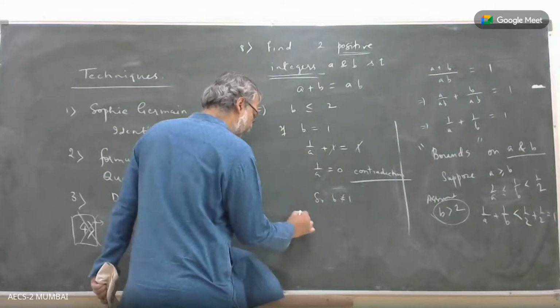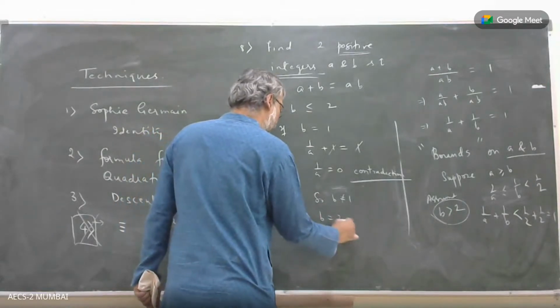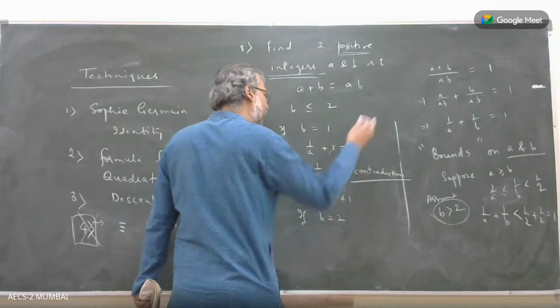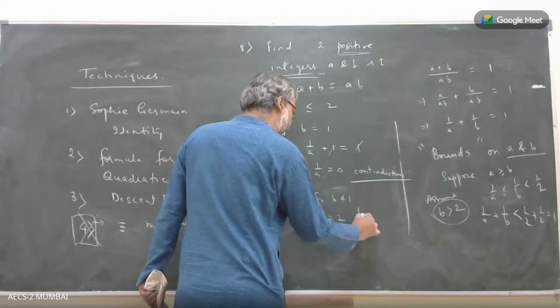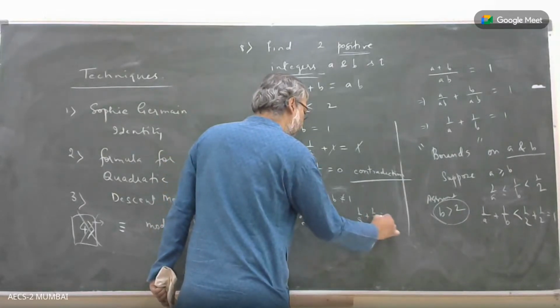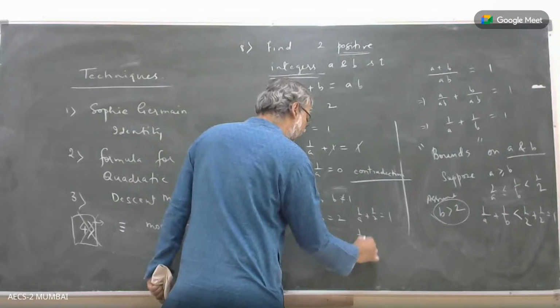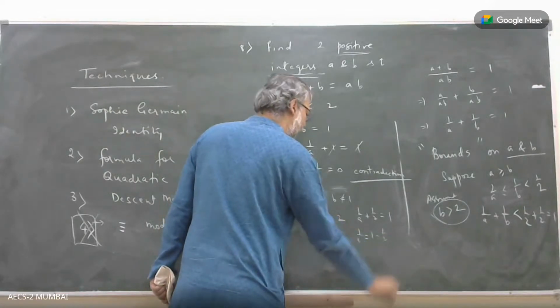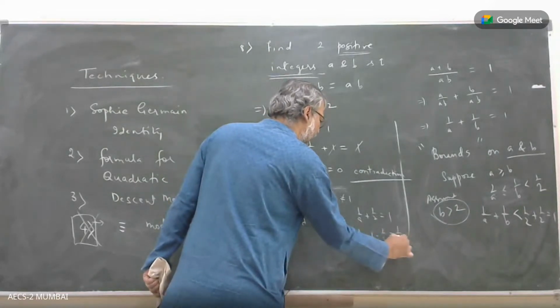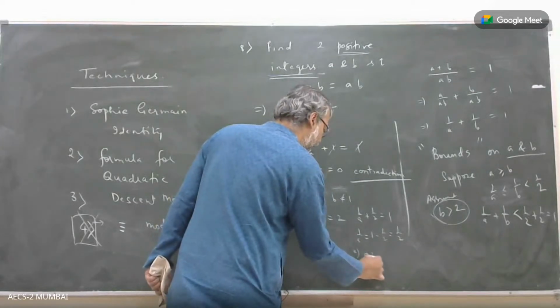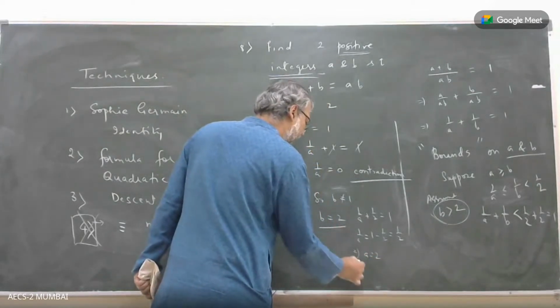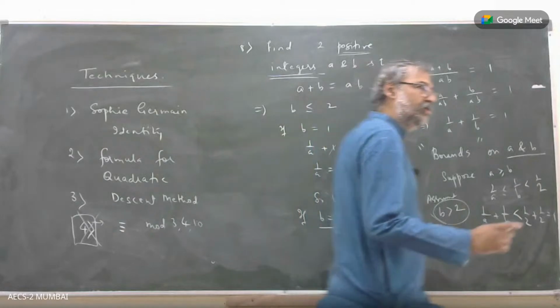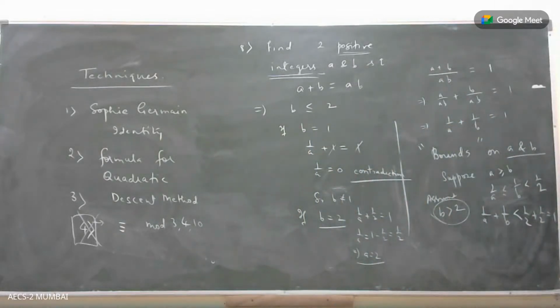If B is 2, I put the value of B: 1 by A plus 1 by 2 is 1. So 1 by A is 1 minus half, which is half. So it means A is 2. Again I get A equals B equals 2. So we have solved it in 3 different ways. Is that okay?